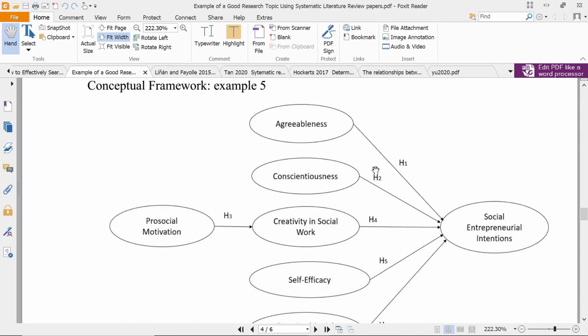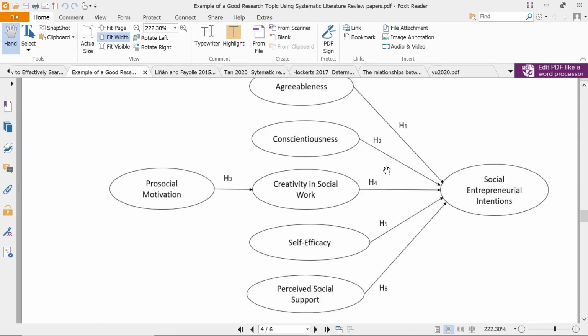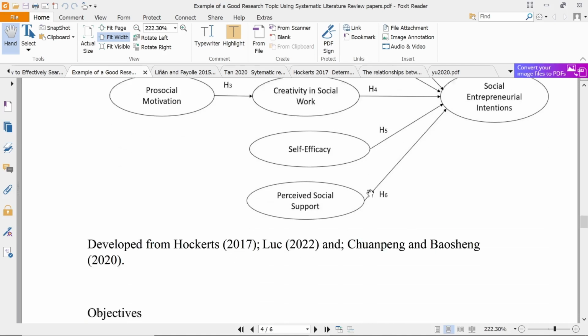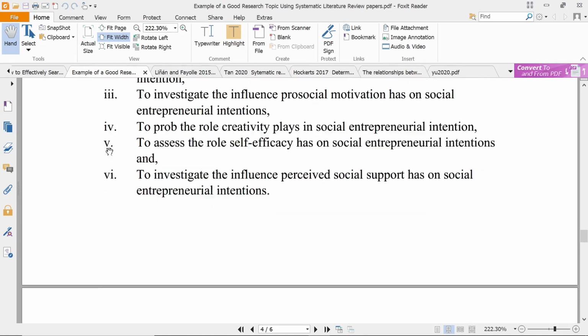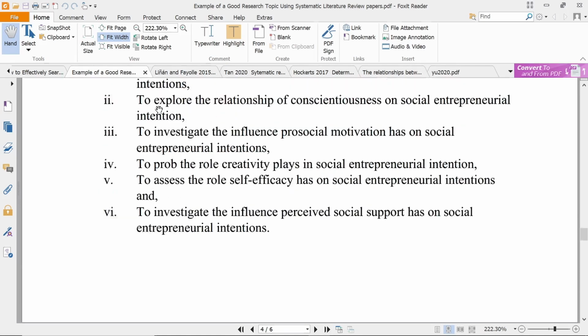So for issues to deal with internal validity, you give a scholarly justification for everything you do, like I said in the first video. Whatever you do, you give a scholarly justification. So these are the objectives. These objectives can turn into the hypotheses. For example, to examine the influence of agreeableness on social entrepreneurship intention. So that is the hypothesis. They are different, but you can say the hypotheses are a bit similar to this.